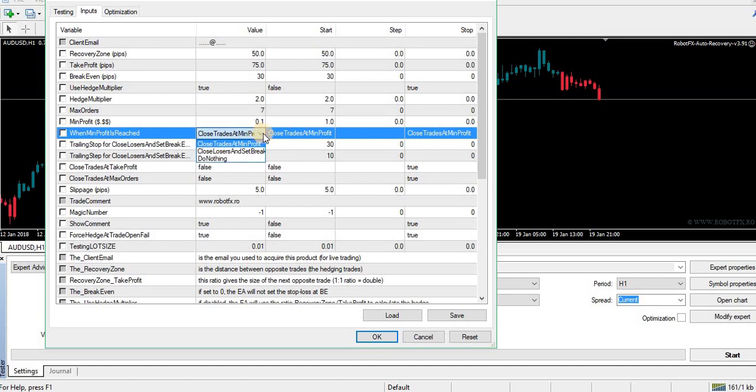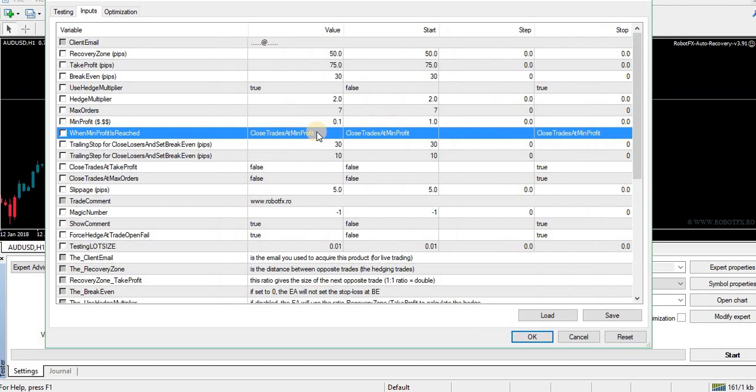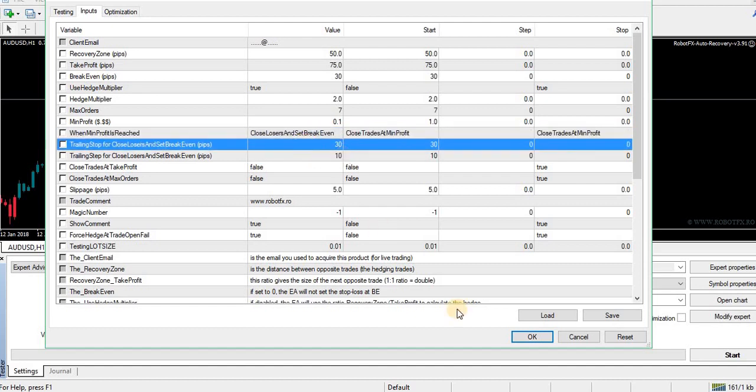then the expert advisor can either close all trades. I'll try to make this wider. It can either try to close all trades, or it can be set to do absolutely nothing, that means leaving the price, doing nothing. Or close losers, and this has been recently introduced, or close losers and set break even.